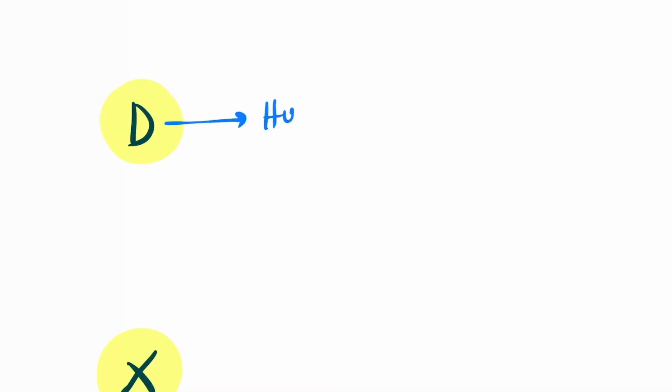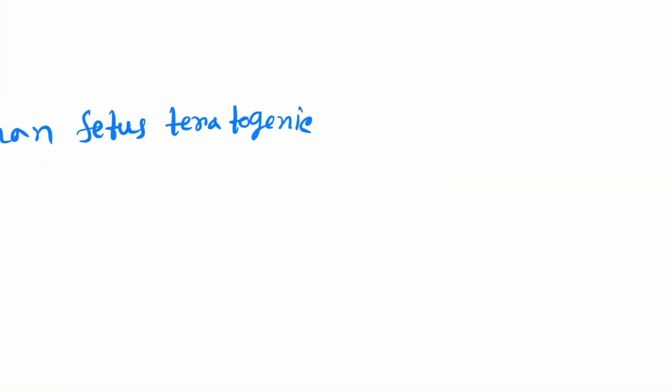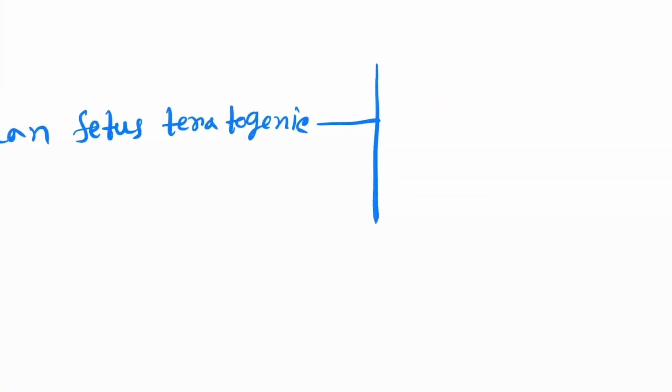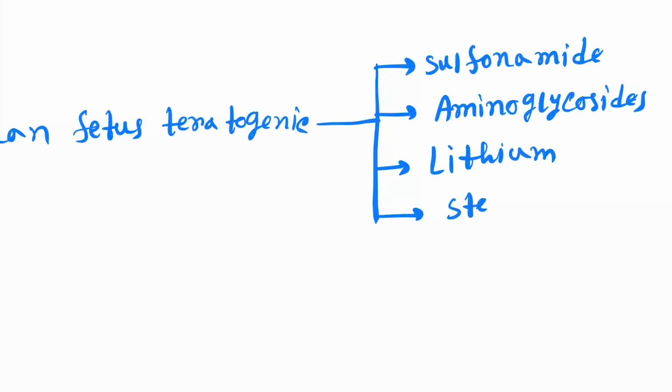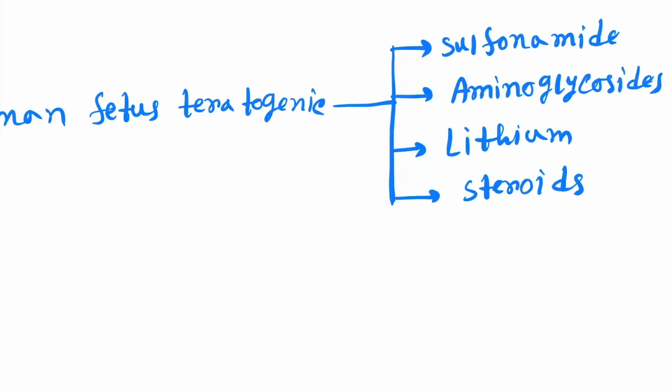Next is category D. Category D is human fetus teratogenic. Okay, the drugs are sulfonamide, aminoglycosides. Next is lithium, and last is steroids.